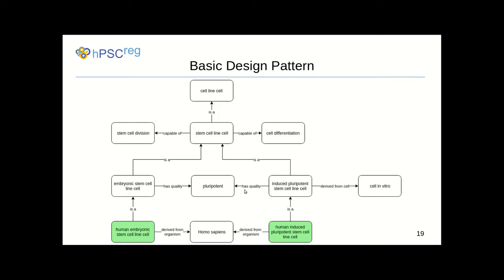So how do these design patterns look like? So first we manually created the design pattern to just define what are human embryonic stem cell line cells and human induced pluripotent stem cell line cells. So both are derived, of course, from the Homo sapiens, and an embryonic stem cell line cell is an embryonic stem cell line, and an induced pluripotent stem cell line is an induced pluripotent stem cell. Both are pluripotent, and both are stem cell line cells which are capable of stem cell division and cell differentiation.